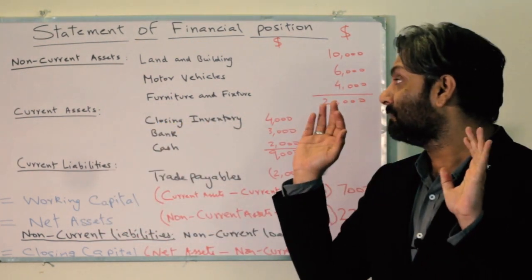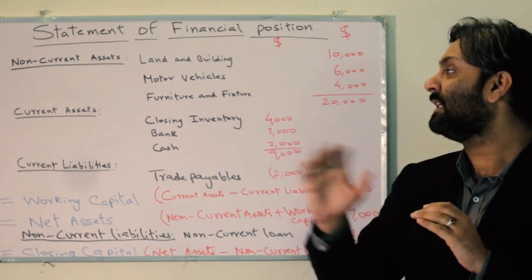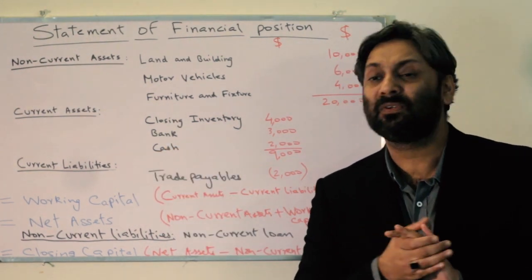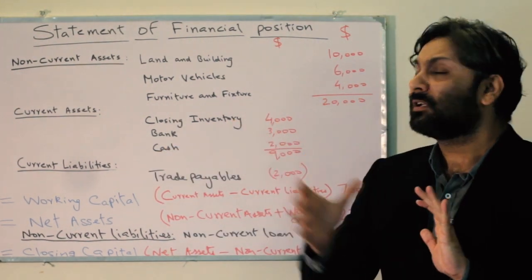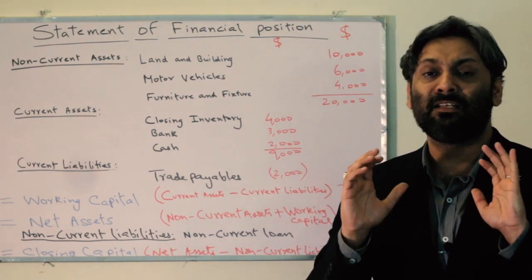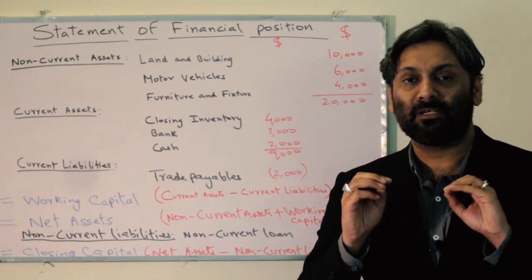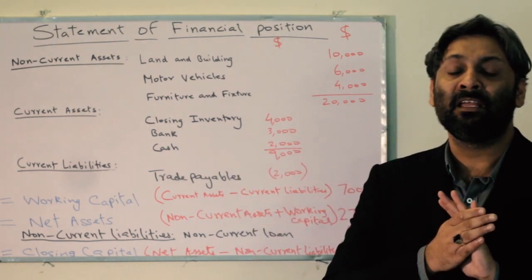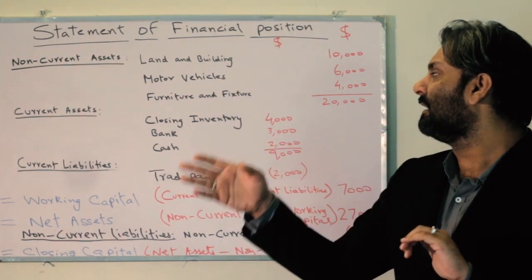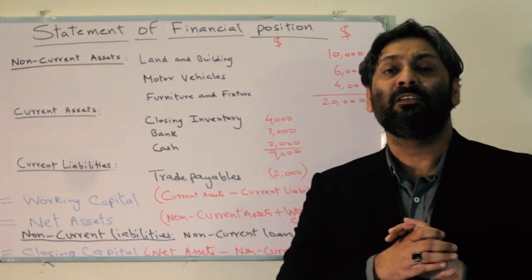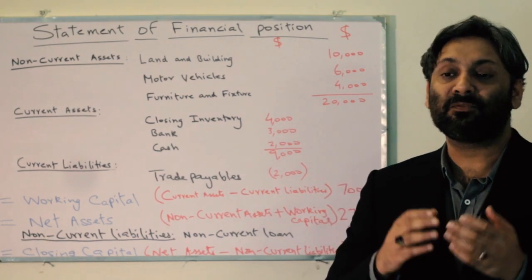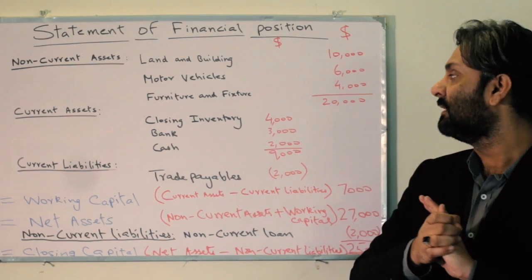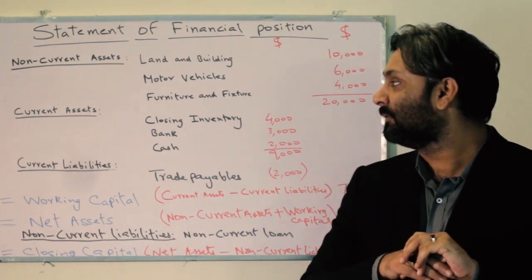Before we start getting into mechanics, let's very quickly talk about the two variations of assets and the two variations of liabilities. Non-current assets are the assets having a long life. Their life goes beyond one particular year. These are assets like land and building, motor vehicles, and furniture and fixtures. These are the assets which are going to stay with the business for more than 1 year. That is why they are called non-current assets, because they have a longer life.